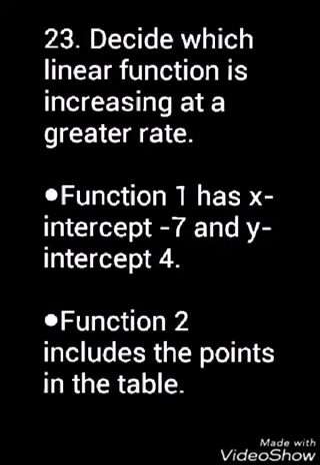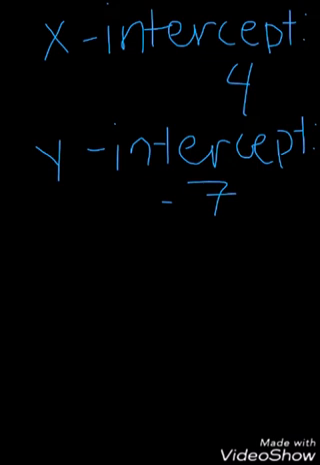Comparing functions. Number 23 is to decide which linear function is increasing at a greater rate. Function 1 has x-intercept 4 and y-intercept -7. So we're going to first do function 1, x-intercept 4 and y-intercept -7, and solve it.